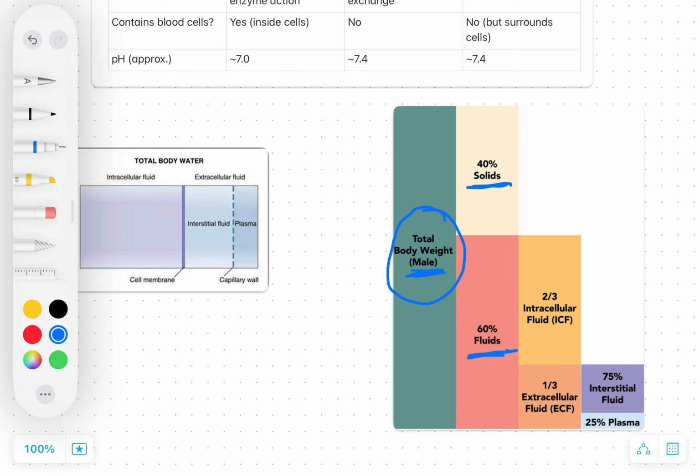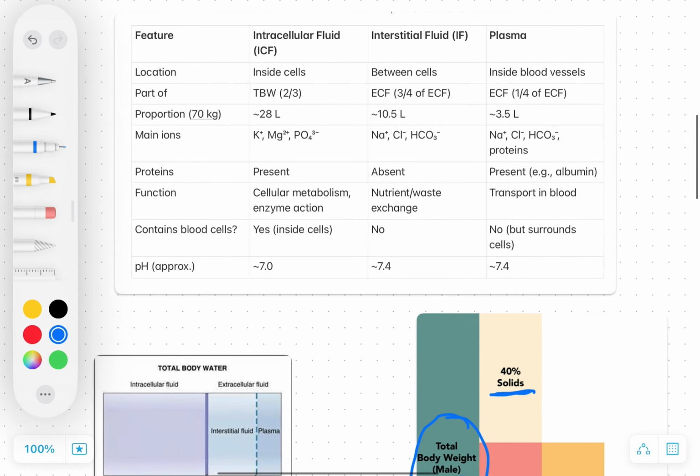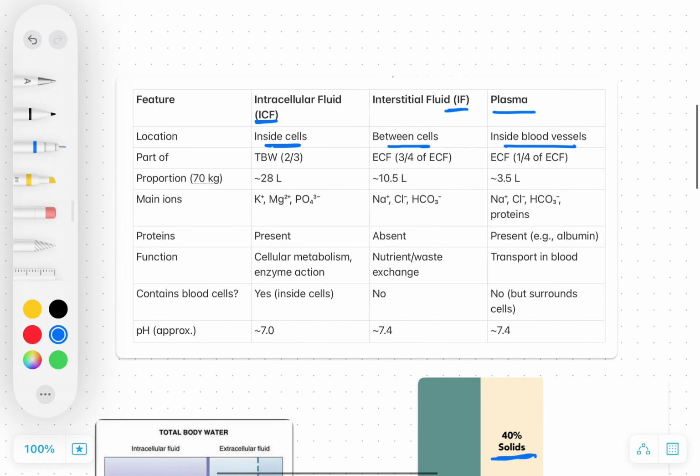This fluid compartment is again divided into two: intracellular fluid and extracellular fluid. Intracellular fluid is fluid within the cells and extracellular fluid is fluid outside the cells. Extracellular fluid is divided into interstitial fluid and plasma. Interstitial fluid is the fluid between the cells and plasma is in the blood. So intracellular fluid is inside the cells, interstitial fluid is between the cells, and plasma is inside the blood vessels.